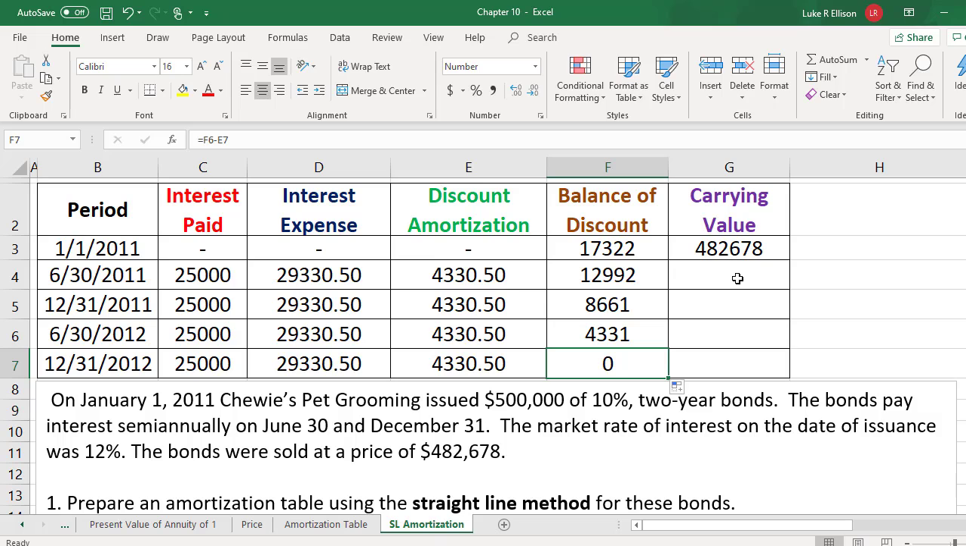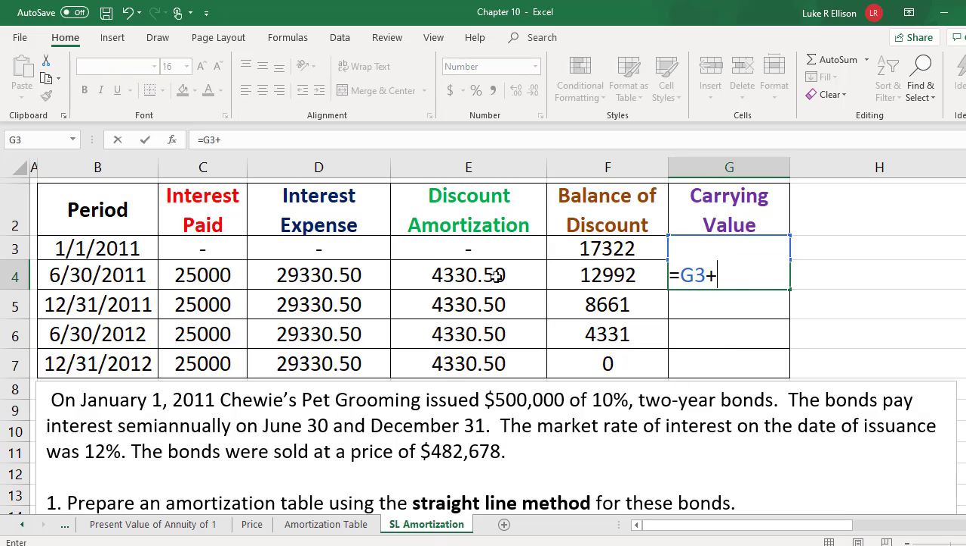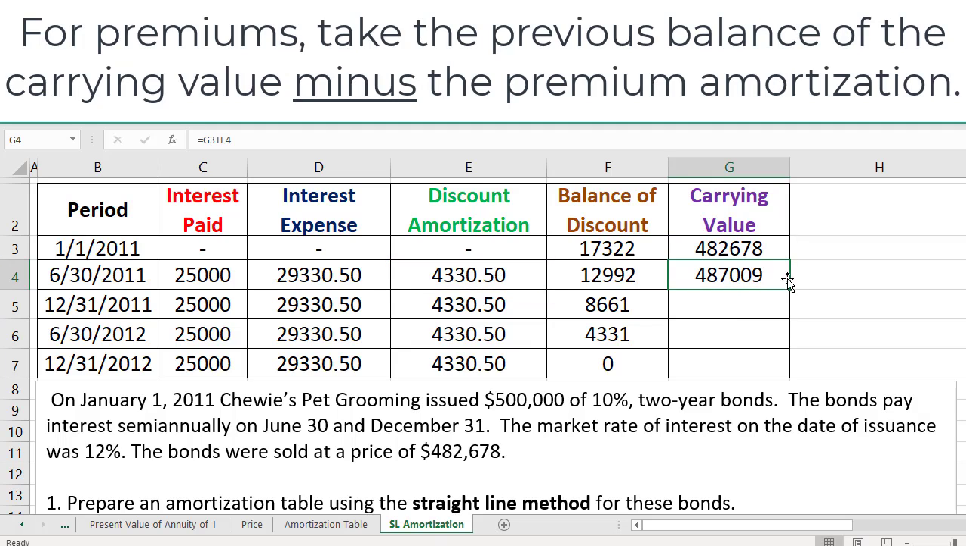Now for the carrying value, you can do a similar thing. You can take the previous balance and you can add the discount amortization. And you can do that all the way down, and you should get a balance of $500,000.